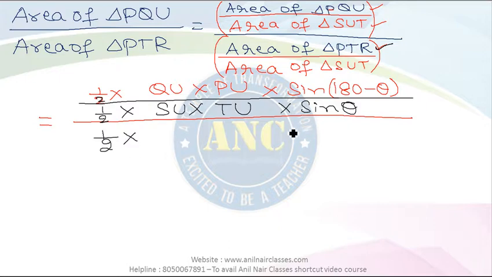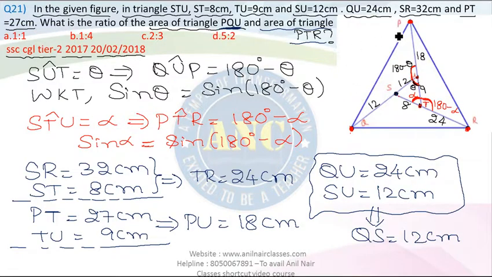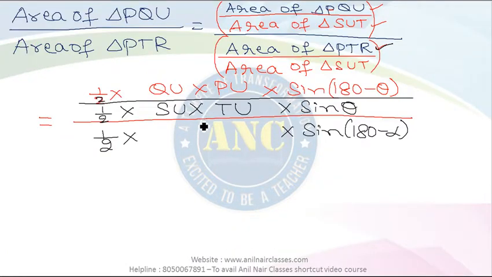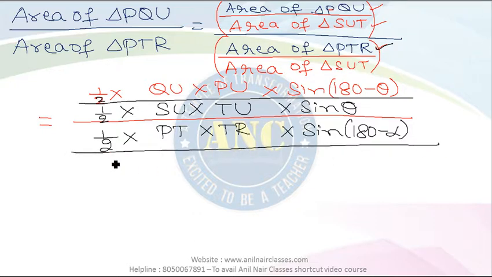It is 1 by 2 into, I will write it as sine of 180 minus alpha, because in triangle PTR the angle is 180 minus alpha. Opposite of 180 minus alpha is PR. Forget about that side PR. Take the other two sides, PT and TR. Multiply it. So it is PT times TR divided by the area of triangle SUT.